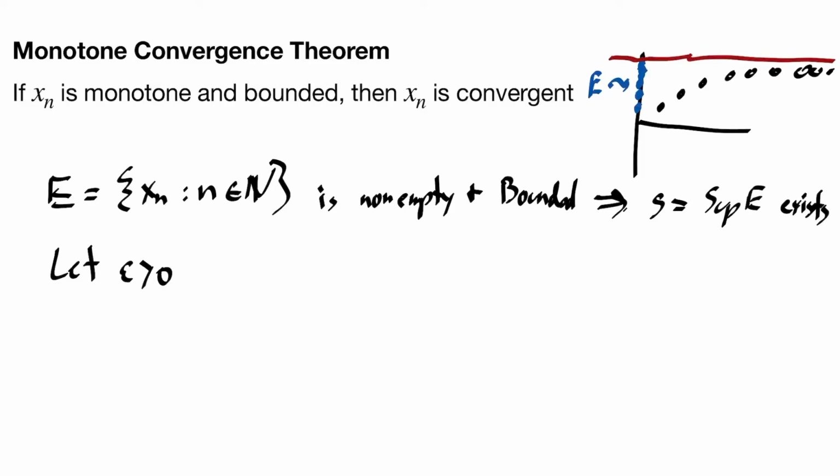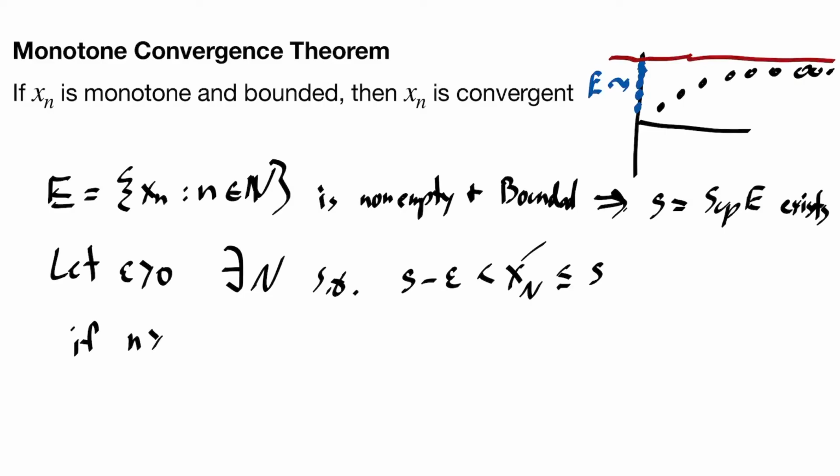So let epsilon be greater than 0. Then we know that there exists some N such that S minus epsilon is less than x_N is less than S. But we also know that these x_n's are always getting bigger. So now we know that if n is bigger than capital N, then x_n is greater than or equal to x_N, because this is an increasing sequence.